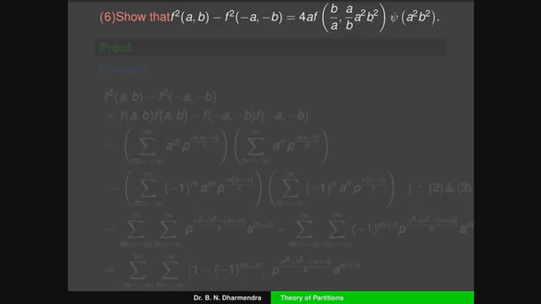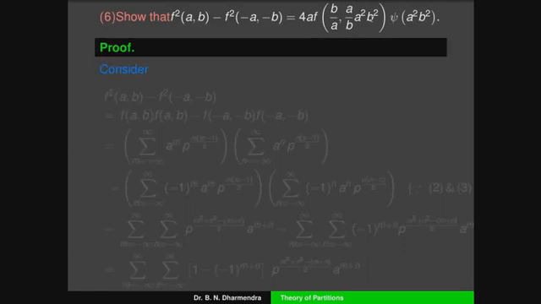Now we are using the previous result as it is. Let us consider the LHS: f square of a comma b minus f square of minus a comma minus b, that is equal to f of ab into f of ab minus f of minus a comma minus b into f of minus a comma minus b. So we know f of a comma b from today's second result, in terms of p equal to ab.